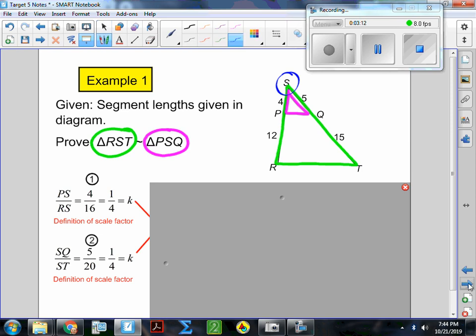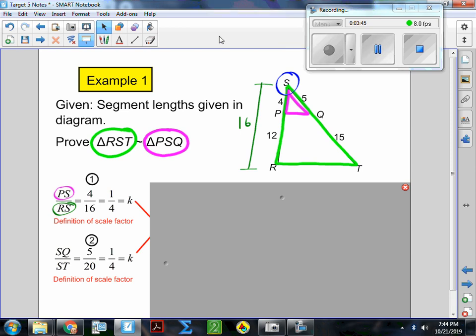So I said PS and RS. PS is the left-hand side of the pink triangle. RS is the left-hand side of the green triangle. The left-hand side of the pink over the left-hand side of the green is 4 over 16. Yes, 16, not 12, because this whole side is going to be 4 plus 12, so 16. 4 over 16 reduces down to 1/4. We call that definition of scale factor. I'll go back to that definition in a moment.